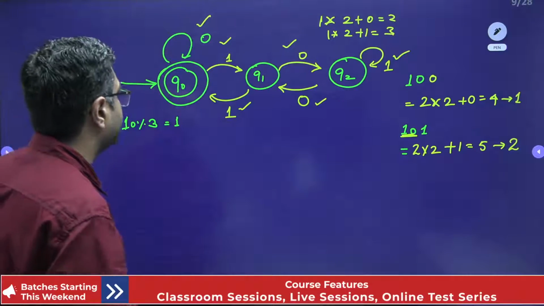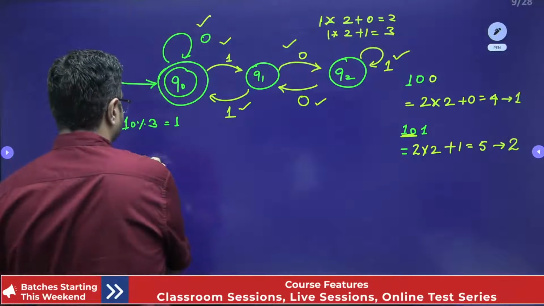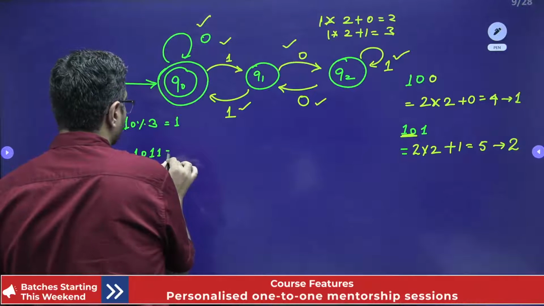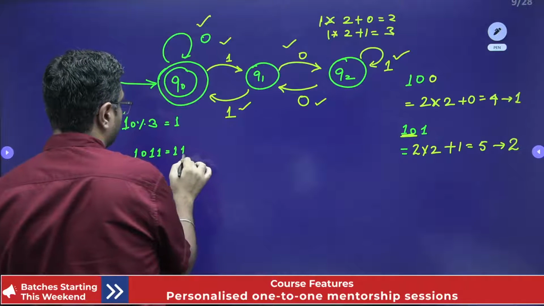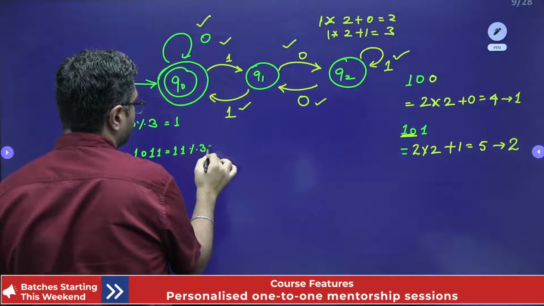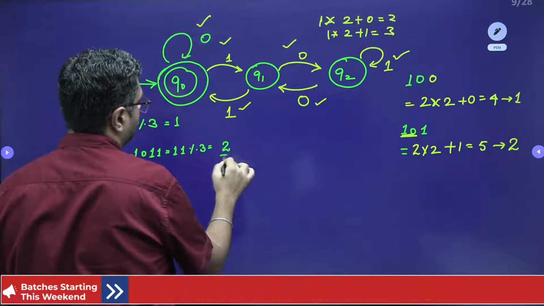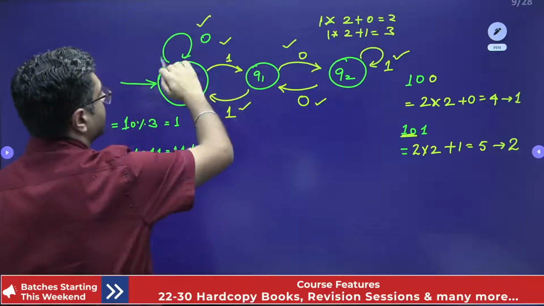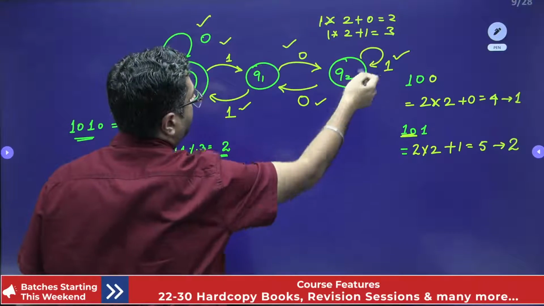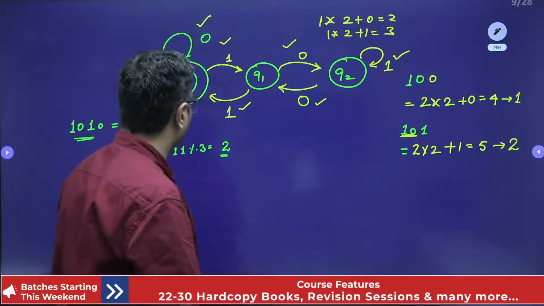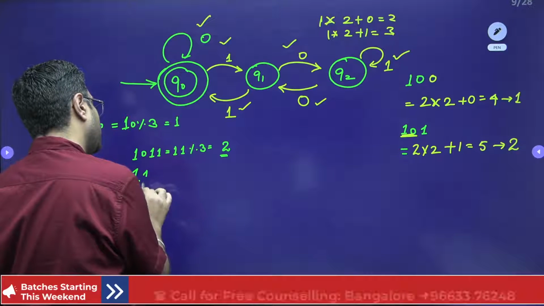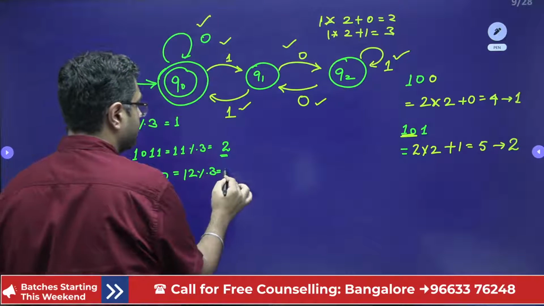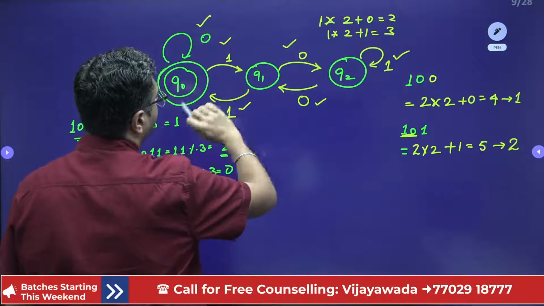So now let us see another one. 1 0 1 1 is nothing but 11. 11 modulus 3 is going to give you 2, so for 1 0 1 1 you will stay at Q2. And let's take another one, 1 1 0 0. It is 12, and 12 modulus 3 is going to be 0.